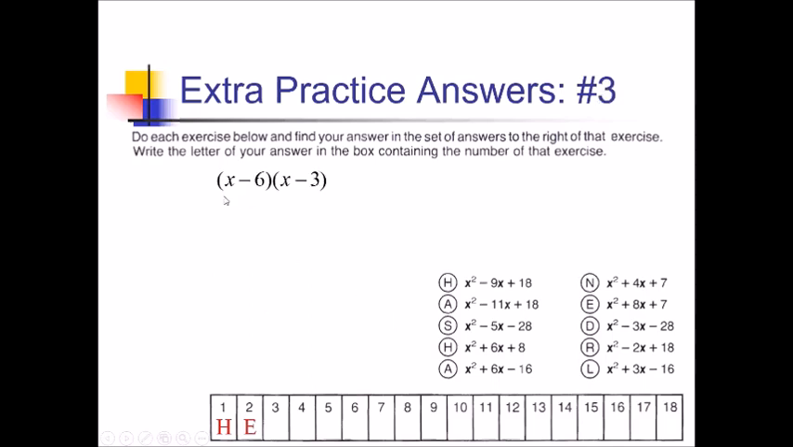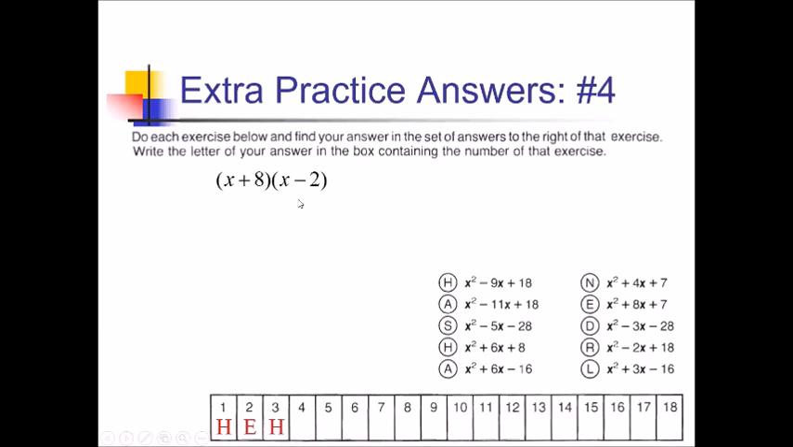Here we are on this problem, multiplying this out. X times x is x squared. X times negative 3 is negative 3x. Negative 6 times x, that's negative 6x. Negative 6 times negative 3, that's going to give us positive 18. So combining like terms, we've got x squared, and in the middle now these combine to give us negative 9x, and then we still have that plus 18 out there. So x squared minus 9x plus 18, that's H. So we have an H under spot number 3.